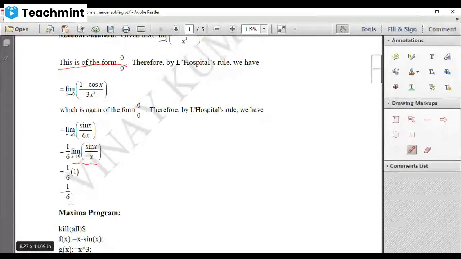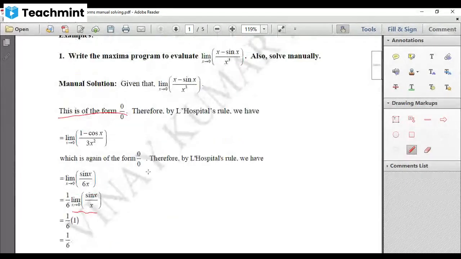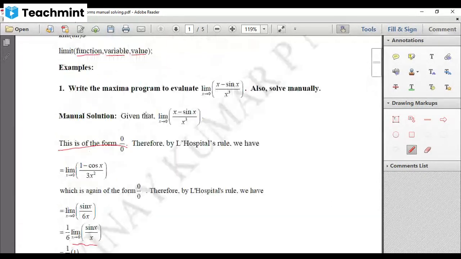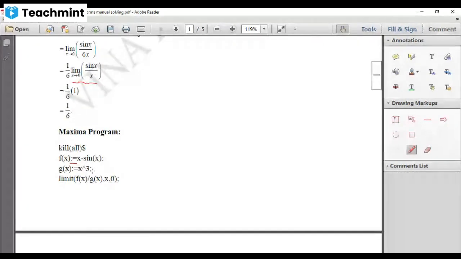Now, how to write the Maxima program for this? Very simple. We start with kill all. Since it is of the form 0 by 0, take numerator as f of x, denominator as g of x. So that your f of x will be x minus sin of x, with semicolon, because I just want to display this. And since it's a function, you have to use the functional assignment operator, that is colon with equal sign. And g of x, which is colon with equal sign, is equal to, what is your denominator? Your denominator is x cube, which should be written as x cap 3 with colon.